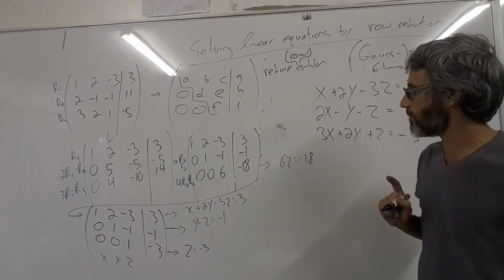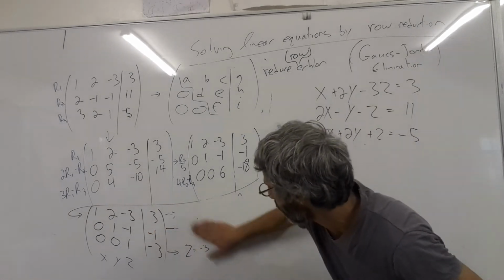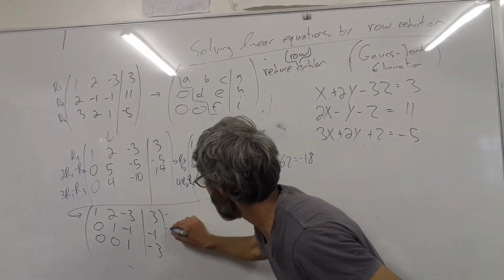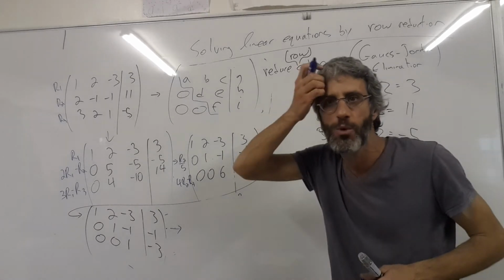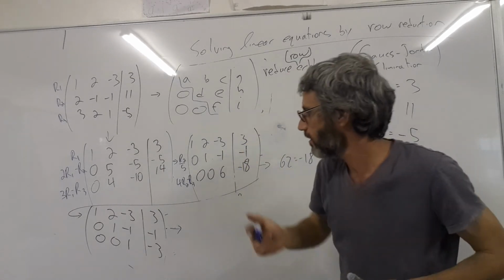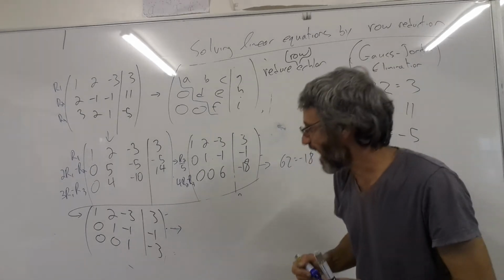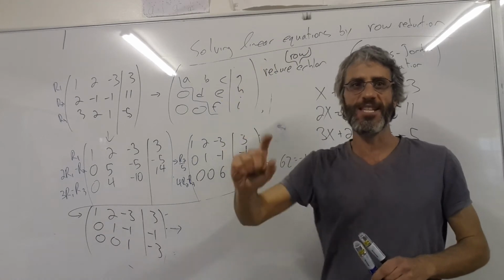But the really OCD people won't even stop here. They will carry on, I won't write it now, it's just too much work. They're going to carry on doing row operations, trying to get rid of more numbers. Which numbers would we like to get rid of, do you reckon? You want to get just an X, a Y and a Z. Exactly. We want to eventually have X equals something, Y equals something, Z equals something.